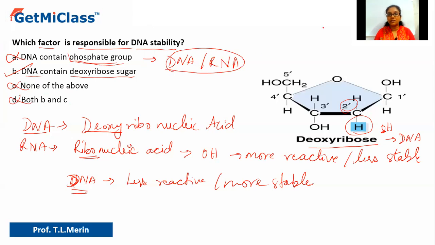So let us conclude the answer. What is the correct answer? The correct answer is option B. It is DNA contain deoxyribose sugar, and that is one of the factors which makes it very stable compared to RNA. I hope you understood the explanation.